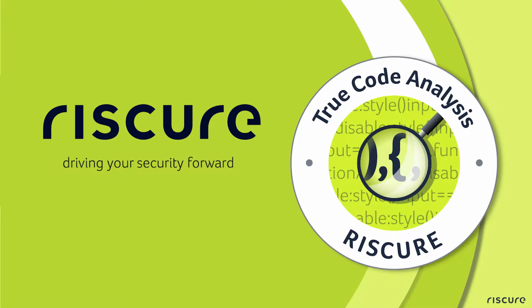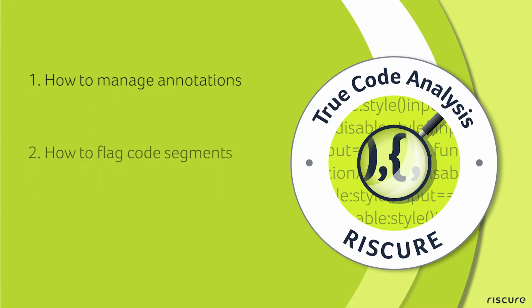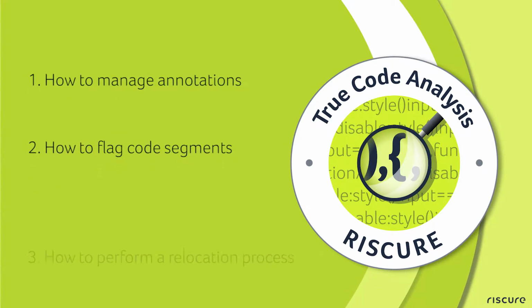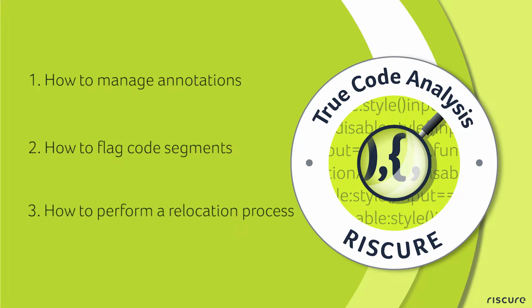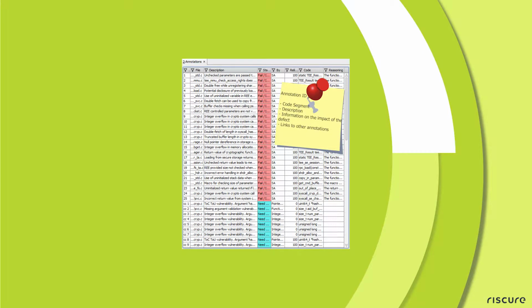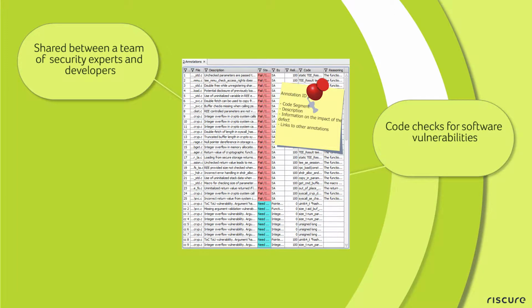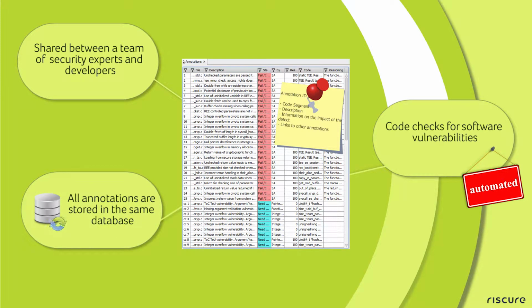In this video, we will go a bit deeper into the functional part of True Code. We will see how to manage annotations, how to flag code segments as reviewed, and how to perform a relocation process. Annotations are the findings of security experts, shared with developers in such a way that they can help in automated code checks for software vulnerabilities. Annotations can also be made automatically by the True Code checkers, and all of them are stored in the same database without changing the source code of the user.